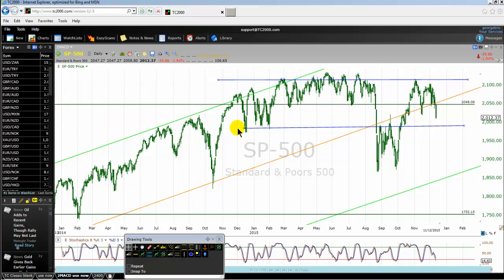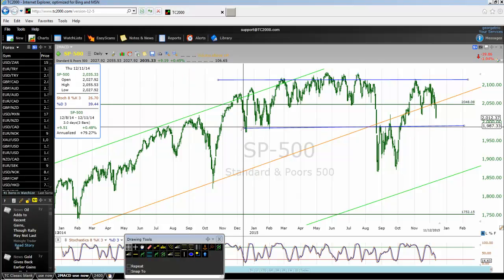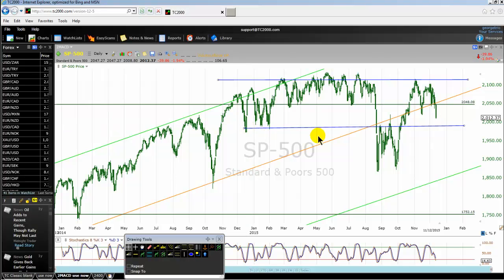The lower part of the consolidation, let me adjust my line correctly, right there. The lower part of the consolidation is at 1994.